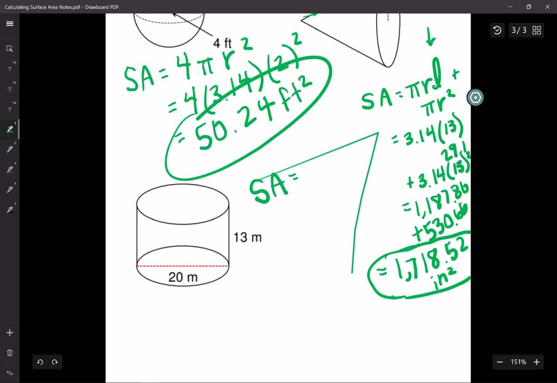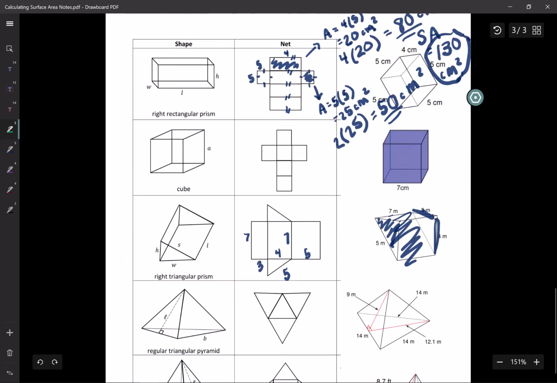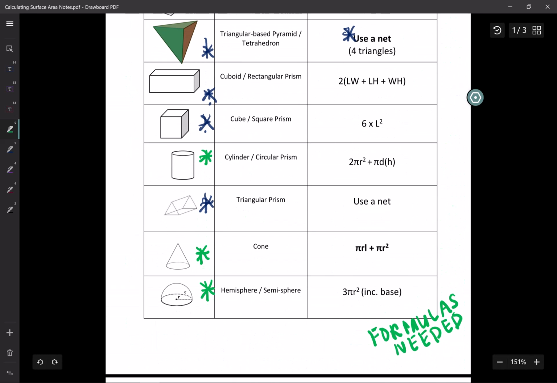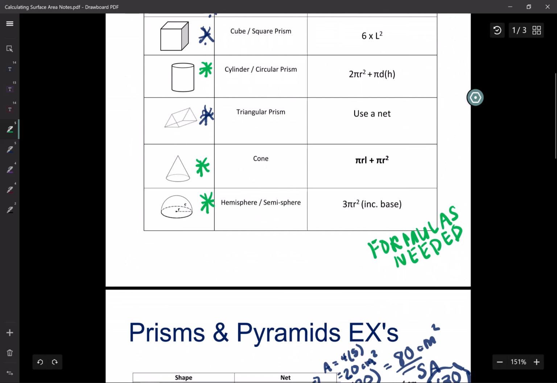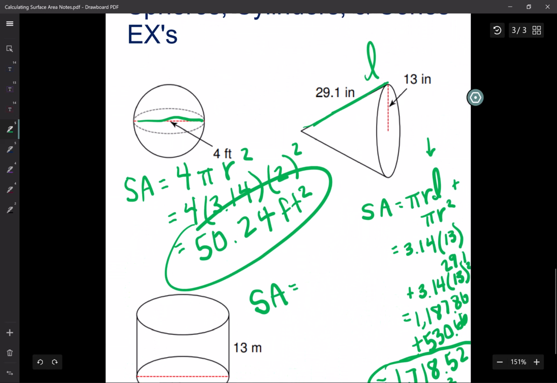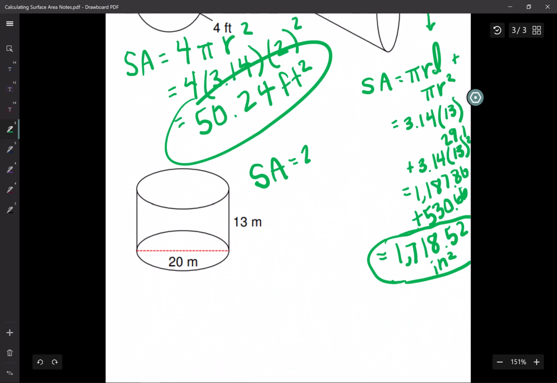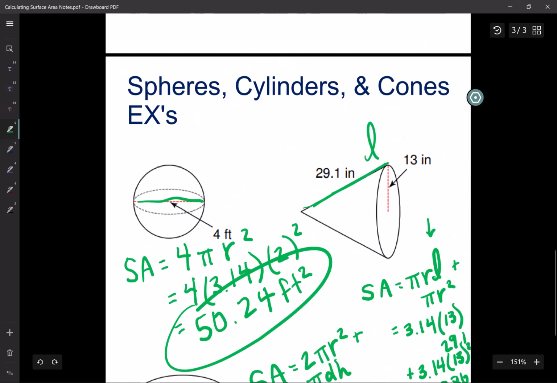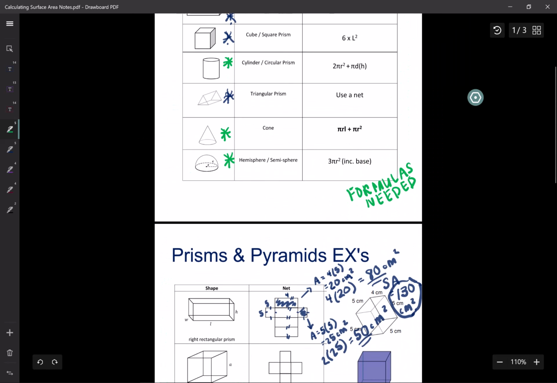I give you, oops, my bad. I give you that formula on the first page, remember? So let me scroll to that first page. For a cylinder, it's 2 pi r squared. So it's the area of the two circles times pi times the diameter. So that's 2 pi r squared plus pi times the diameter times the height. Let me make sure I wrote that down correctly. Yep.